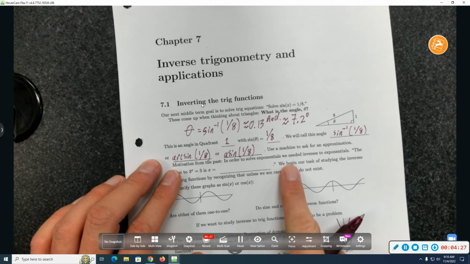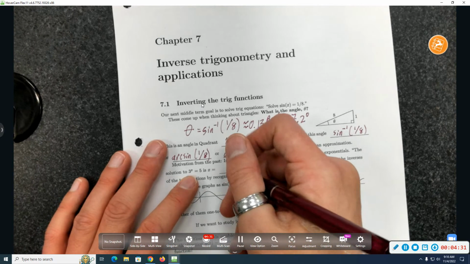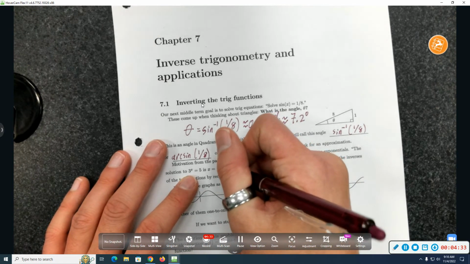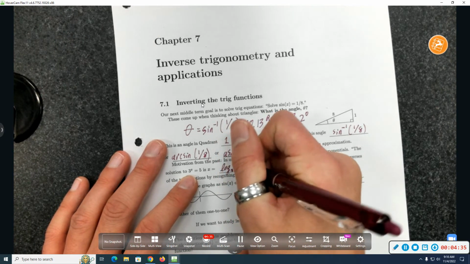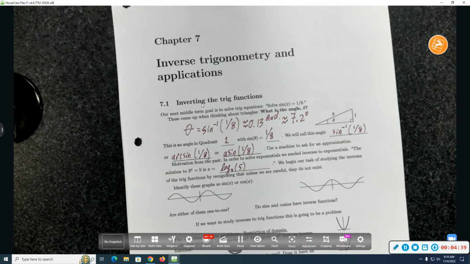So motivation. In order to solve exponentials, we needed inverses. Just like 3 to the x equals 5 has solution log base 3 of 5, the solutions to trig equations have to do with inverse trig functions. That seem pretty okay? So let's start with this.